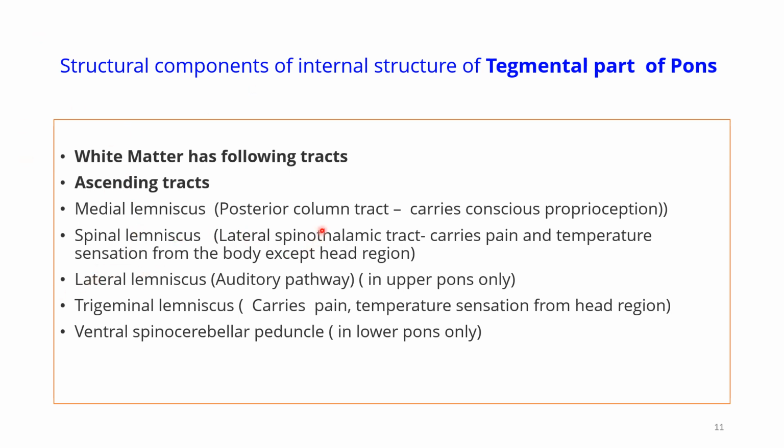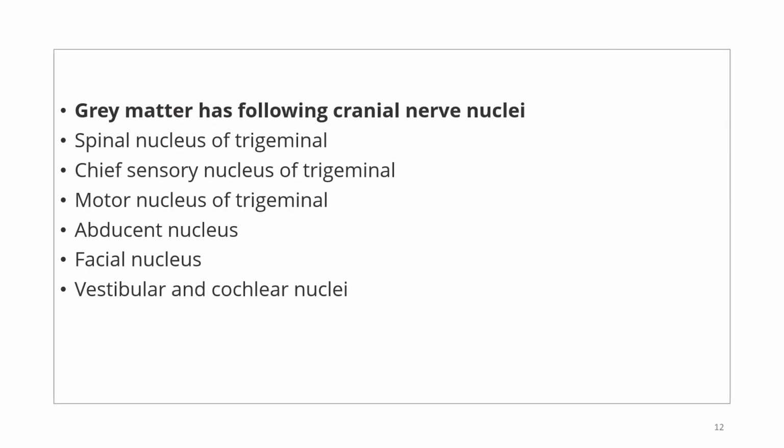So it contains posterior column tracts, lateral spinothalamic tract, auditory and trigeminal tracts, and a spinocerebellar tract. And grey matter has these nuclei: spinal nucleus of trigeminal, chief sensory nucleus of trigeminal, motor nucleus of trigeminal, abducent nucleus, facial nucleus, and vestibulocochlear nuclei. So this is the grey matter.